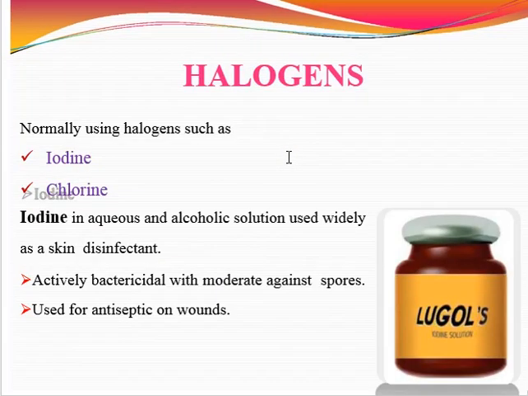And then the next in chemical sterilization is halogens. Normally we use halogens such as iodine and chlorine. Iodine in aqueous and alcoholic solution is widely used as a skin disinfectant. Actively bactericidal with moderate action against the spores, and also used as an antiseptic on different types of wounds.